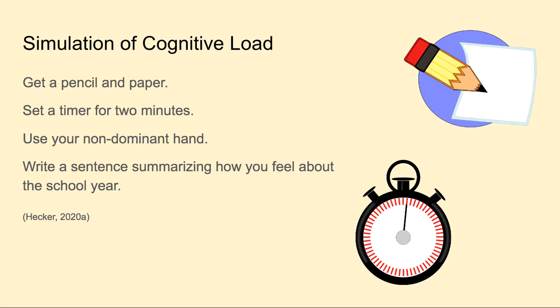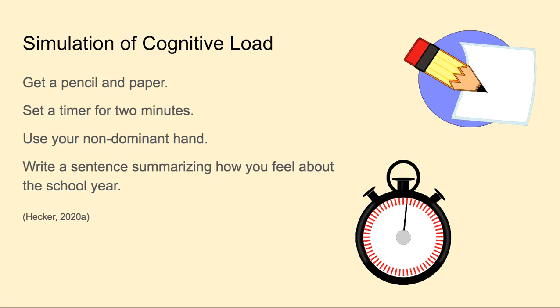So I'd like to do a quick simulation on cognitive load so you can understand a bit more about how students new to English might feel. So I'd like you to get a pencil and paper. It's very important that you have the pencil and paper with you because this is a writing exercise. You're going to set a timer for 2 minutes. You can go ahead and use your phone.